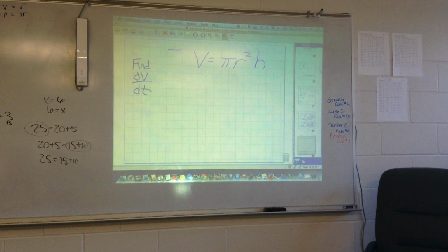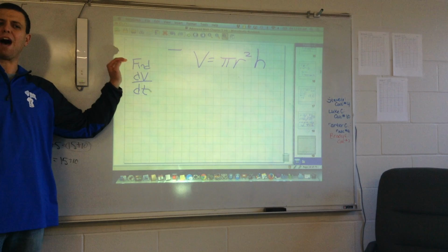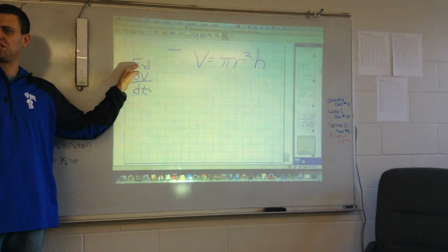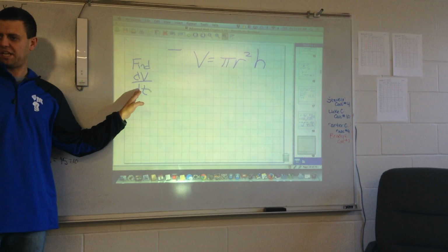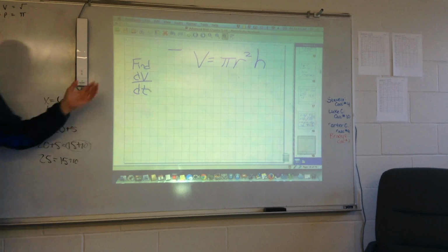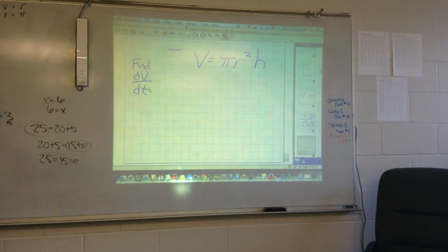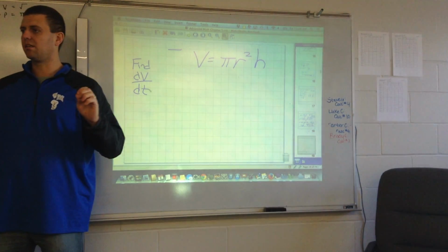dV over dt represents the change in volume with respect to time, how fast the volume is changing at a given instant in time. We've been doing a lot of dy over dx, which is an instantaneous slope, how fast the y is changing with respect to x, rise over run. But I want to know how fast the volume is changing with respect to time, so I need to differentiate both sides with respect to t.